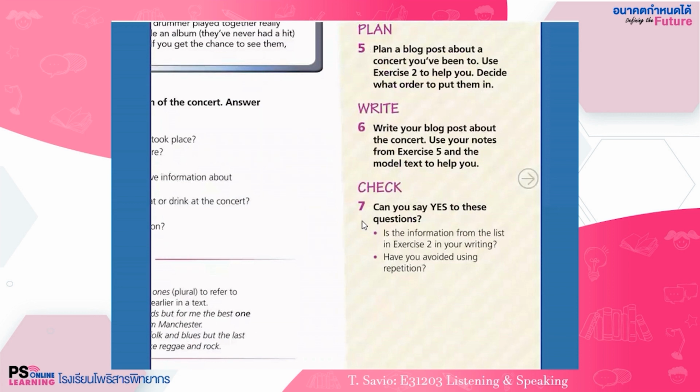Number 7, check. Can you say yes to these questions? Is the information about the list in exercise 2 in your writing? And have you avoided using repetition?